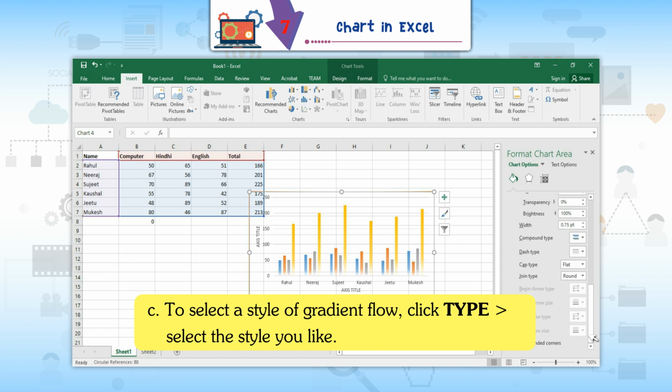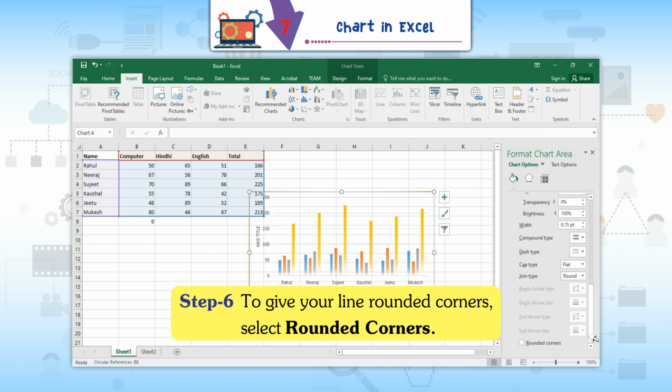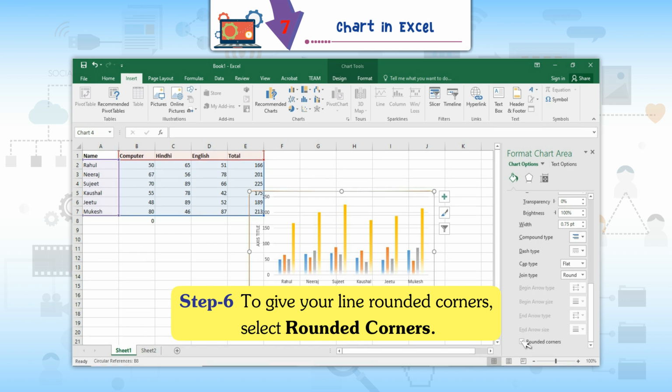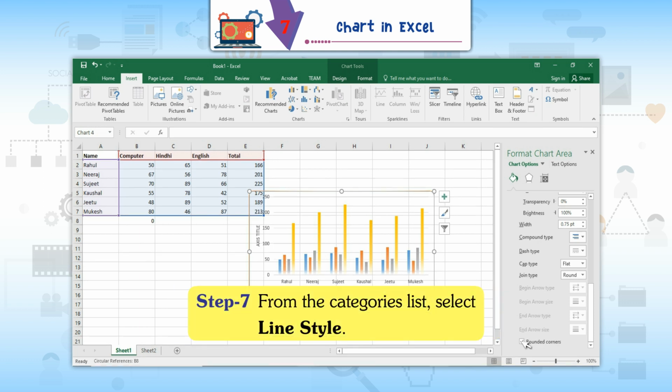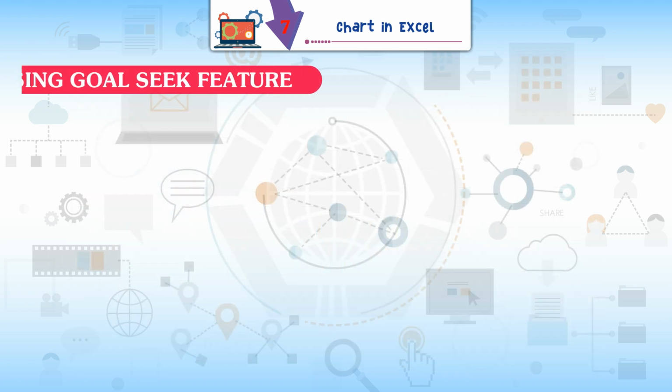C. To select a style of gradient flow, click Type. Select the style you like. D. To select a different gradient starting point, click Direction. Select the direction you like. Step 6. To give your line rounded corners, select Rounded Corners. Step 7. From the categories list, select Line Style.